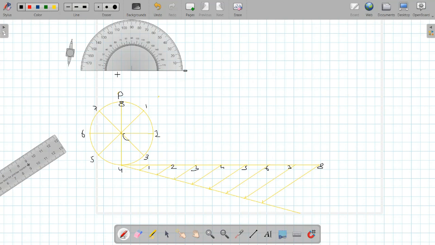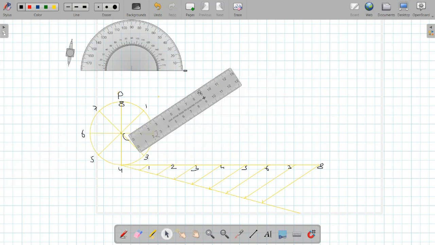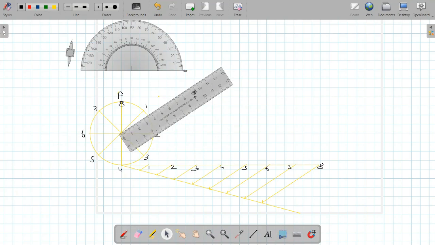Whatever I am making in yellow will be the lightest part, and whatever is there in black will be the dark part.